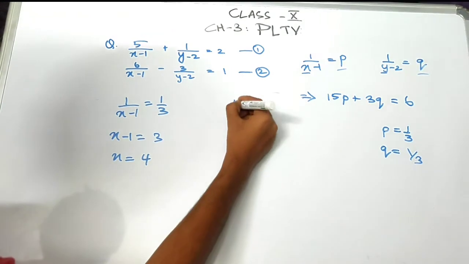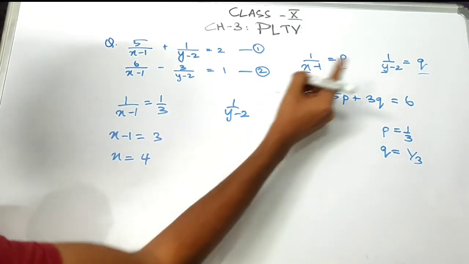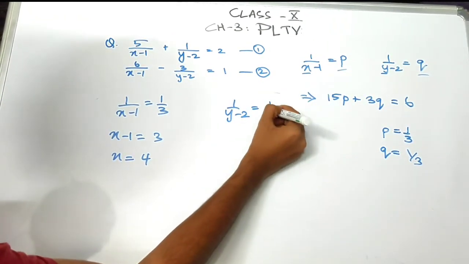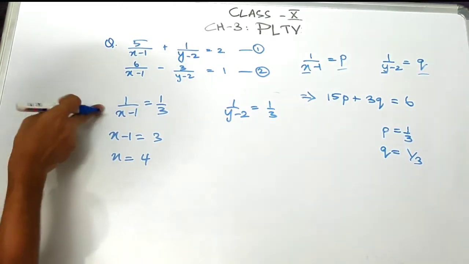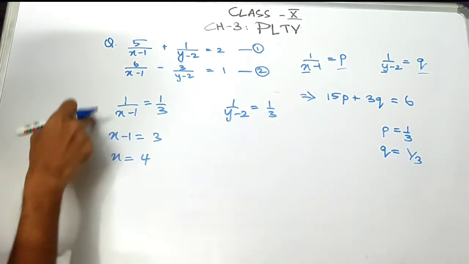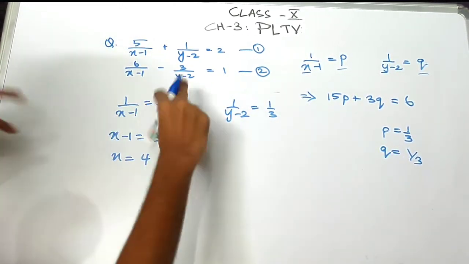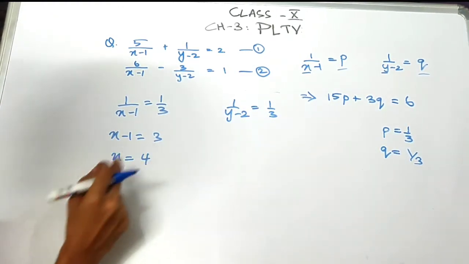Now similarly, when you take 1 by y minus 2, 1 by y minus 2 is equal to q, which is equal to 1 by 3. Just take the reciprocal on both sides, and you get y minus 2 equal to 3.